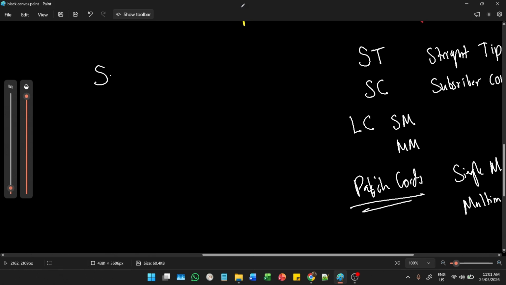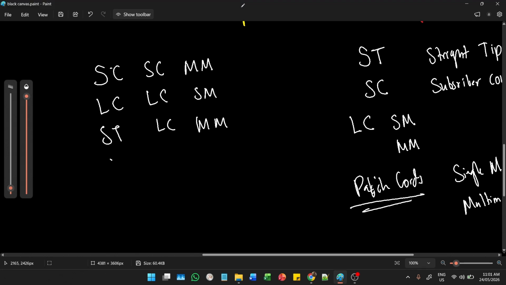Well, there's SC to SC multi-mode, subscriber connector to subscriber connector multi-mode. There is LC to LC, lucent connector to lucent connector, that is in single mode. Then we have ST to LC, straight tip to lucent connector, that is in multi-mode. And finally we have ST to SC that is in single mode.